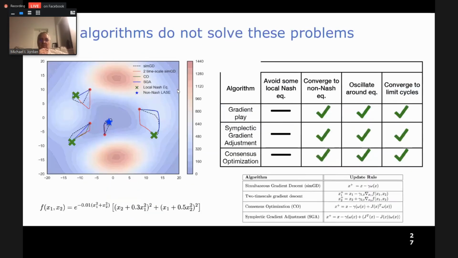So there have been a number of different proposals, gradient play, symplectic gradient adjustment, consensus optimization, which try to avoid some of these problems.